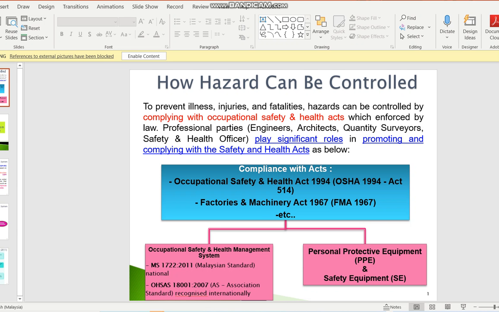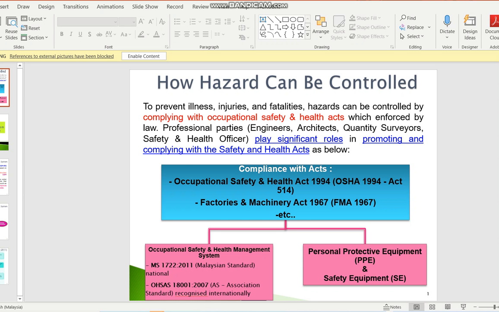Okay. So first and foremost, we are regulated by the acts. The acts are law. These are passed by Parliament. For Malaysia, this is the OSHA Act 1994 and the Factories and Machinery Act 1967. Both of these list down the regulations that are needed, the gear, the PPE, and the safety equipment, and some of the laws regarding management of safety and health. It is a system that these acts have embarked on and enforced on people.